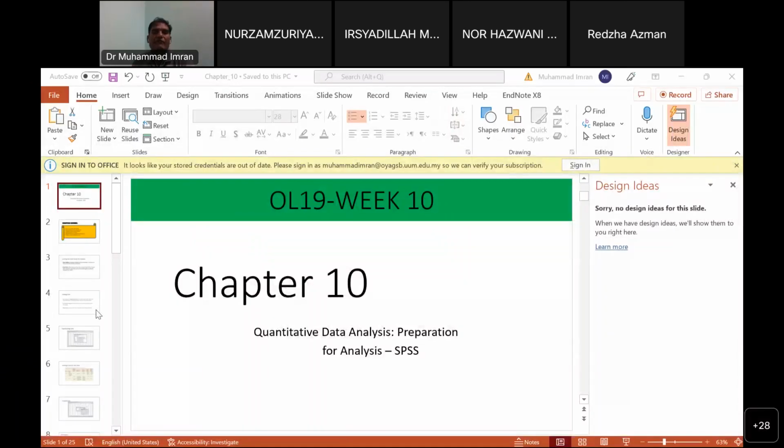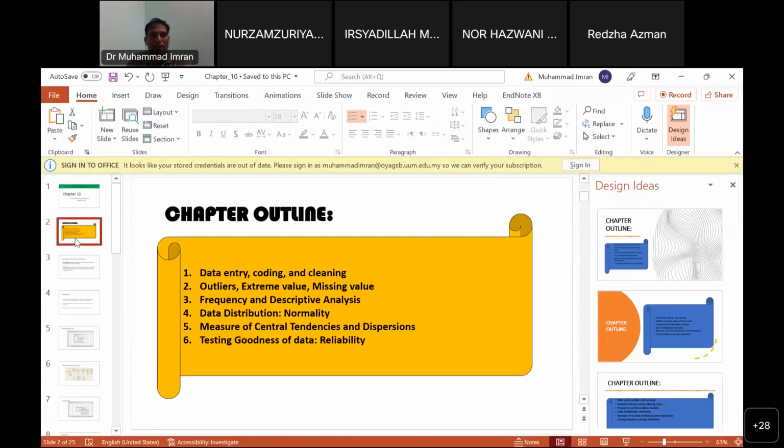Chapter number 10 is about quantitative data analysis using SPSS, the Statistical Package for Social Sciences, which is the abbreviation of SPSS. These are the contents: data analysis, coding, outlier, extreme value. Okay, let's discuss one by one.